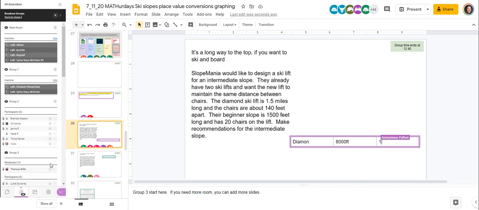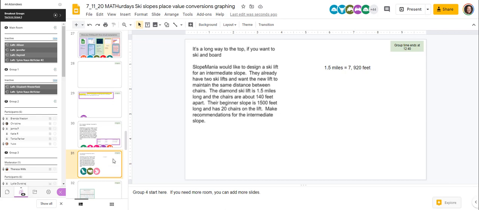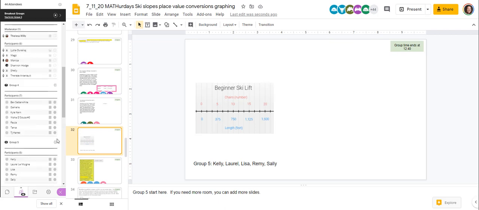Like, putting the different things in the boxes, like what information we have, and then figuring out what's missing. Like in Diamond, we have how long it is, and how far apart the chairs are. But in the other one, you're right, they had it in feet instead of miles, and they just say they have 20 chairs. So we need to figure out how many chairs, I believe, in the Diamond ski lift. Maybe, I don't even know if that's important or not, but that sounds good. And then what we're missing in the other one is how far apart the chairs are again.